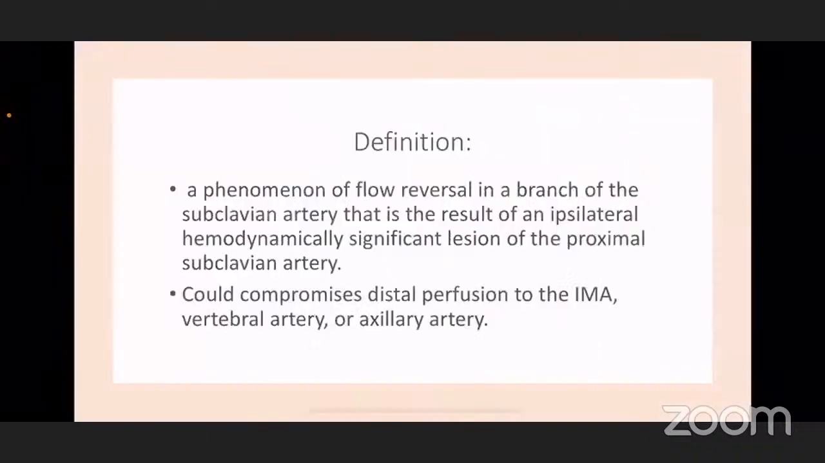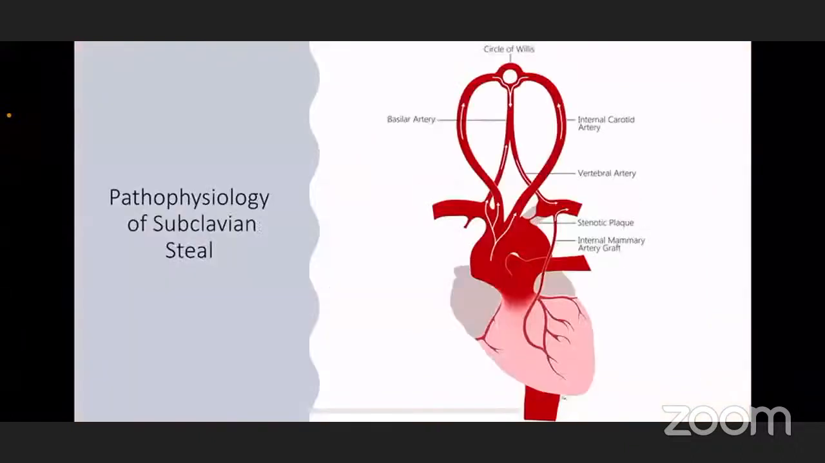Okay, so this is the definition. It's a phenomenon of reverse blood flow from the branches of the subclavian artery as a result of an ipsilateral hemodynamically significant lesion in the proximal subclavian artery. If you can see here, we have a significant lesion in the proximal subclavian. As a result, the pressure post the stenosis is going to be low, and that's going to make a better pressure gradient for the blood flow to be reversed.